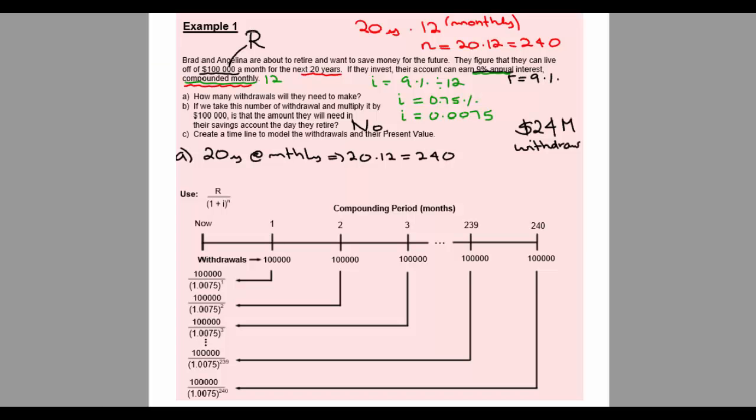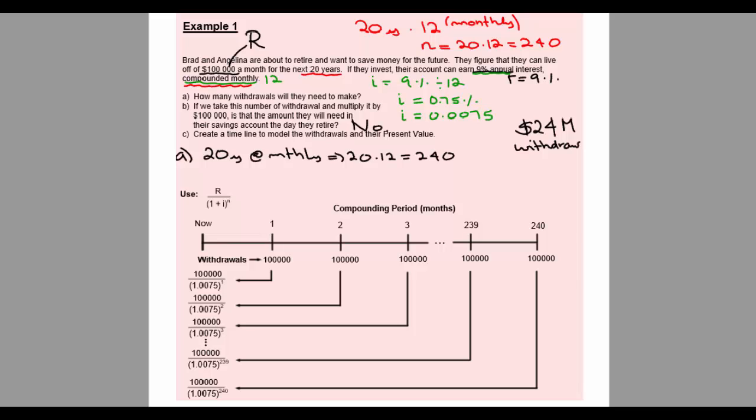For the present value of an annuity, we looked at a situation where Brad and Angelina, or Brangelina, were retiring. And they were withdrawing $100,000 a month for 20 years. And they decided to use a 9% investment compounded monthly. Notice if you're withdrawing or even depositing money monthly, you have to also compound monthly. The compounding frequency has to equal the withdrawal or deposit frequency.